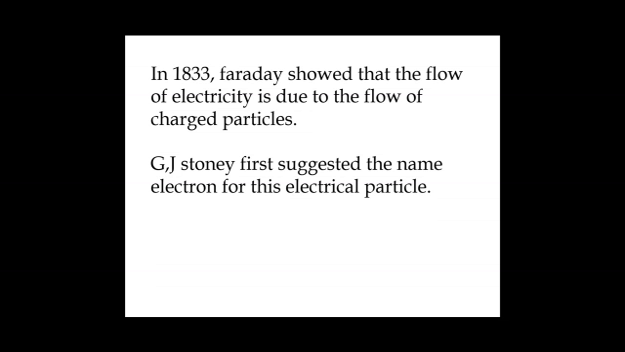The electrical nature of matter has been known from ancient times. For example, it was known that glass rod or ebonite, when rubbed with silk or fur, generate electricity. In the year 1833, Michael Faraday gave the first important clue about the electrical nature of matter. Faraday showed that the flow of electricity is due to the flow of charged particles. G.G. Stoney first suggested the name electron for this electrical particle.